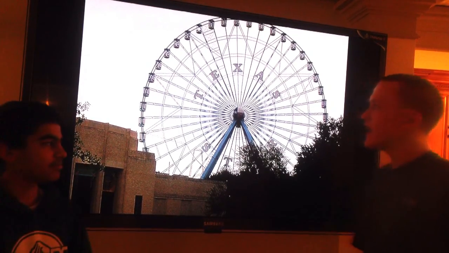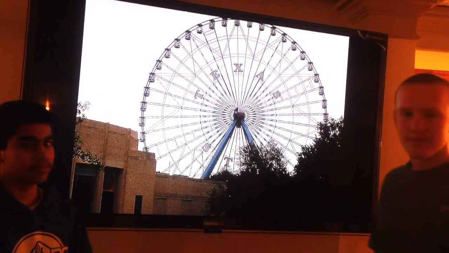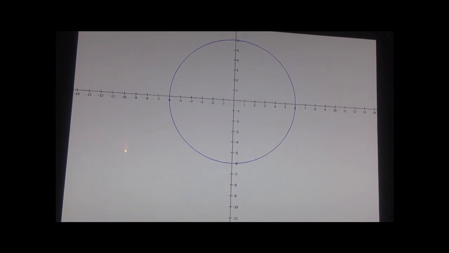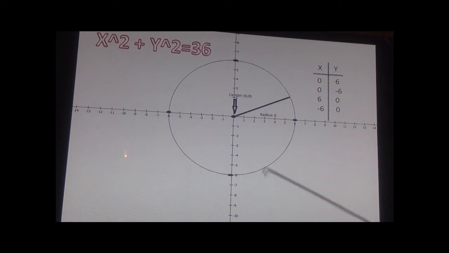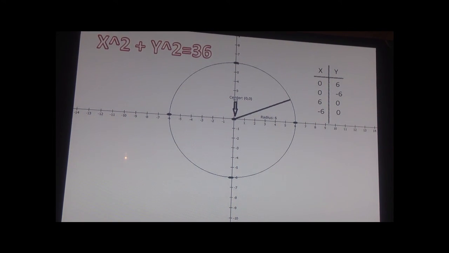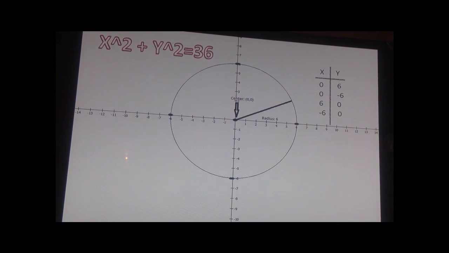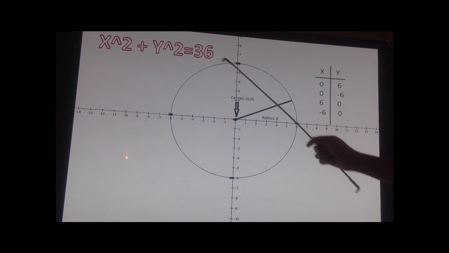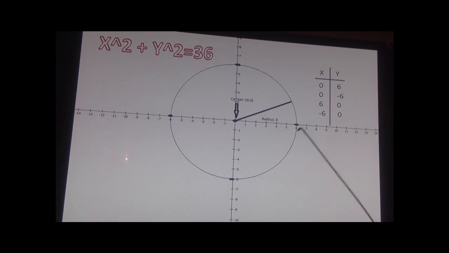As seen in this picture, the conic section, the circle, can be represented by the Texas star. This is an example of an untranslated circle. As we see, the equation of this circle is x squared plus y squared equals 36. Because it is untranslated, the center is at 0, 0. To simply find the radius, all we have to do is take the square root of 36, which is 6. So, using this fact that the radius equals 6, we can find 4 points on the graph to map out.